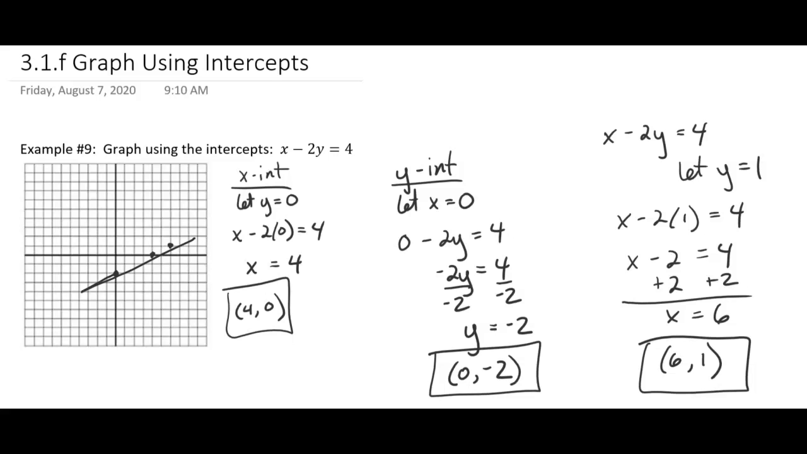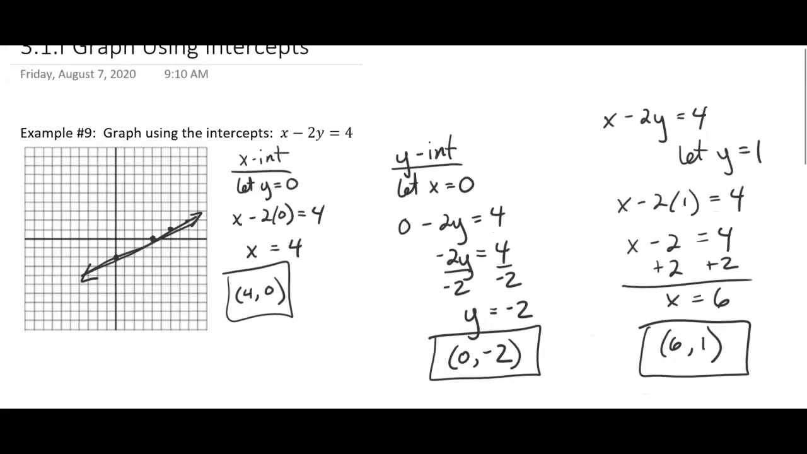It's nice if I can draw through the points. Let's draw a thicker line. A ruler helps. So that's called the intercept method of graphing. We're graphing using intercepts. So we have another example.